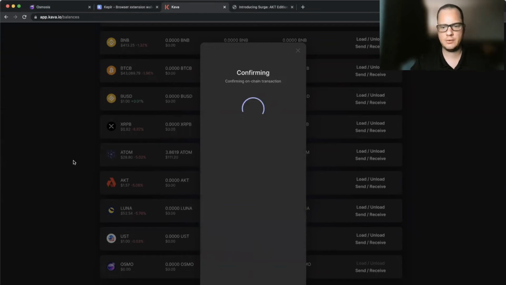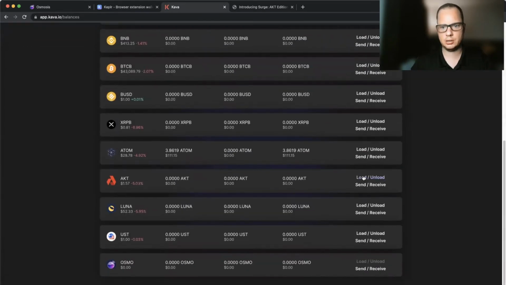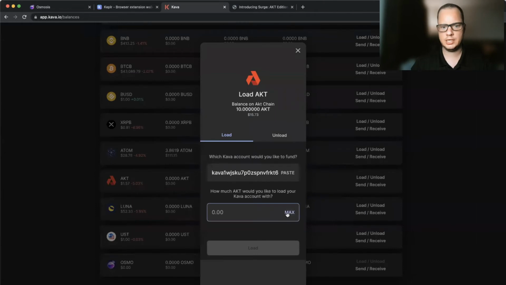Wait for this to settle. Okay, and this transaction has been completed. I brought the ATOM tokens over here. And we can also go ahead and load our Akash tokens. The reason to do this, if you want to, is that we want to make sure we leave gas over there in the Keplr wallet. So we'll just bring 9 over. The reason you would want to do this is just to position yourself if you wanted to partake in the surge event. And of course, you still have 15 days.